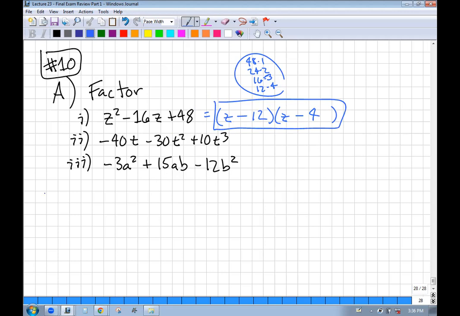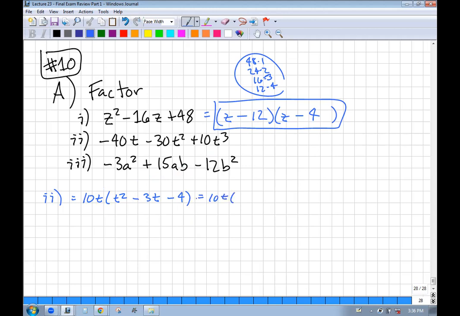Right? Let's look at 2 here. Notice this thing is out of order, so we want to put it in descending order. Also, we can pull out a 10 as well as a t. So let's pull out a 10t first, and then put this thing in the correct order. This gives us the 10t, and then we would have a t cubed minus 3t, and then a minus 4, right? Is the minus 4t. We have a 10t.